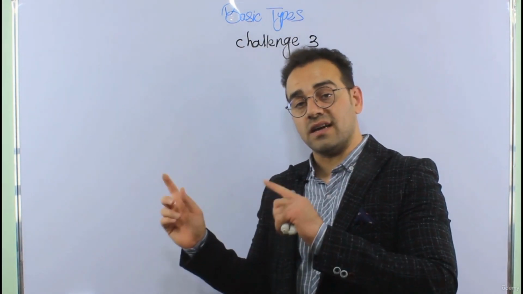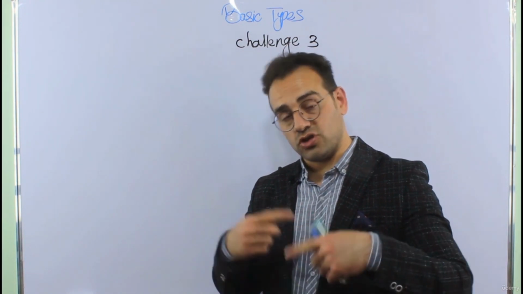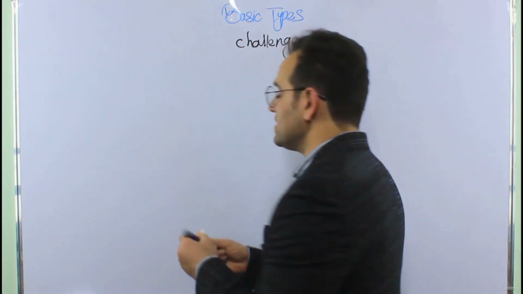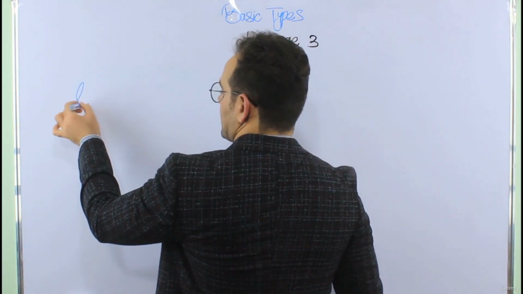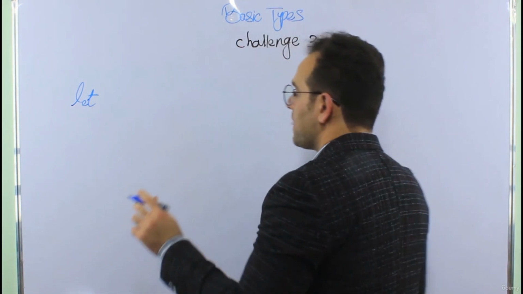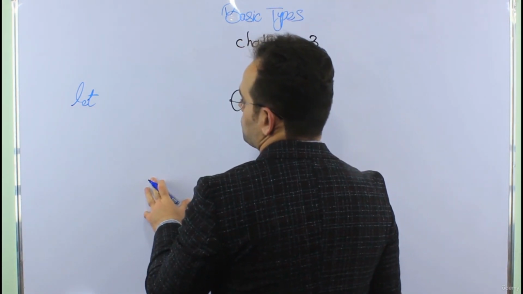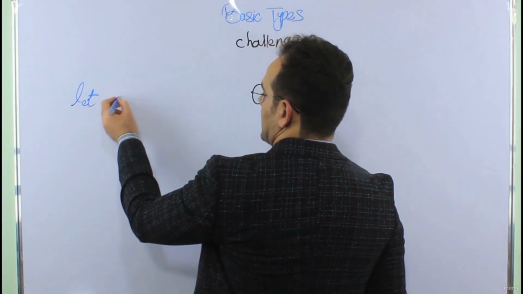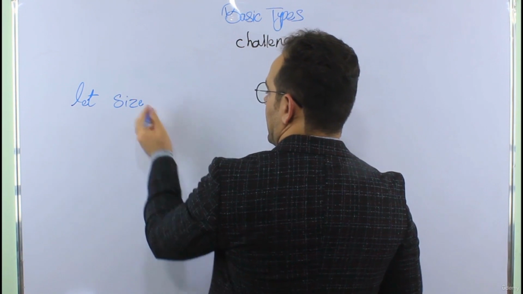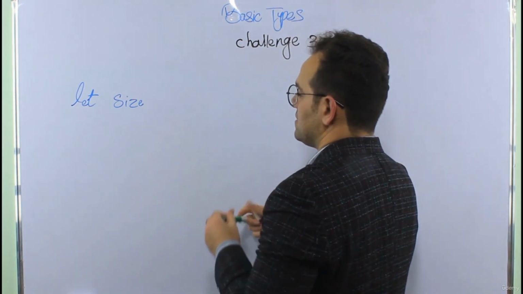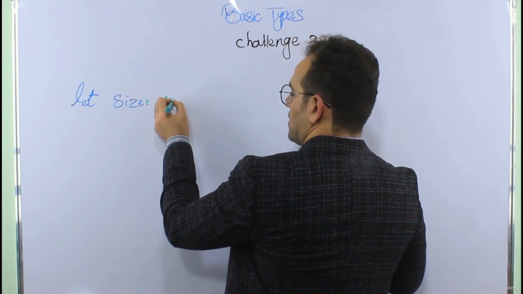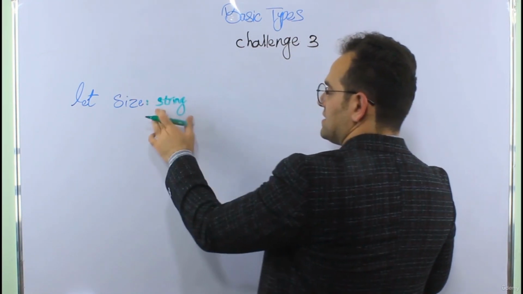So we need to assign a number to a string so we can simulate a type error. Now, what I'm going to do is use let again. And this variable could be anything. We could name it size, with a lowercase s. And I'm going to type annotate this size identifier to string. So the type of size is string.